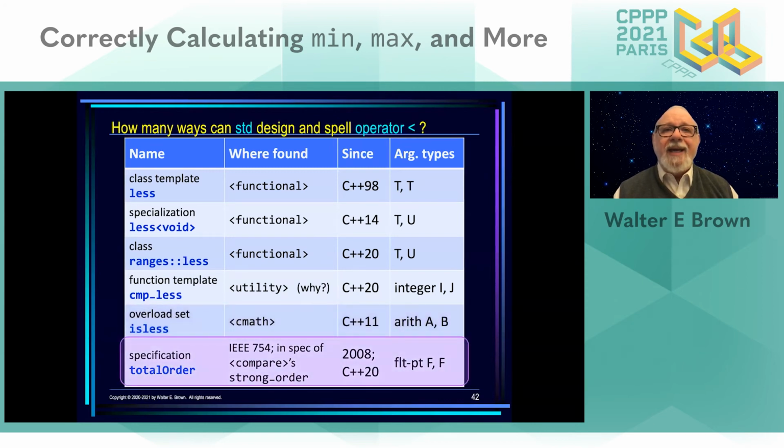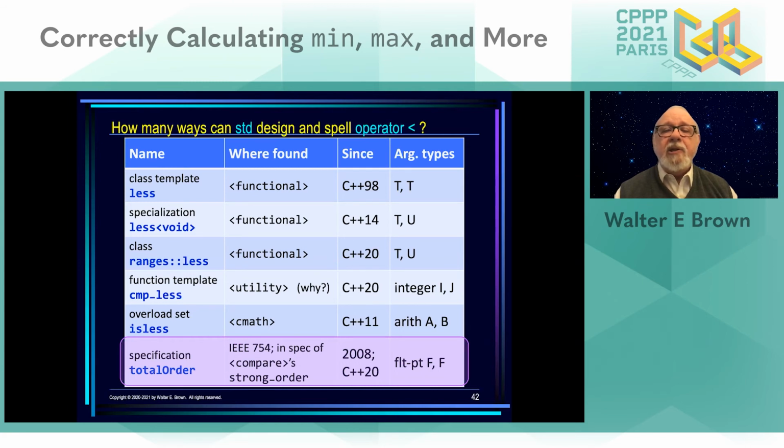And in 2008, the IEEE standard promulgated a specification which it named total order, spelled with a capital O. And in C++20, we adopted that by reference as part of the specification of the strong order customization point in the compare header. And this is an ordering on two values of the same floating point type. So this is a homogeneous comparison.